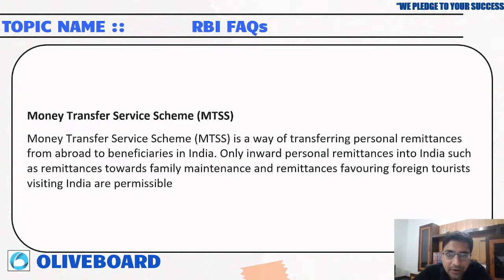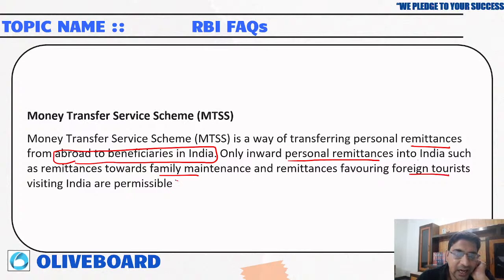Okay, then Money Transfer Service Scheme, MTSS. MTSS is a way of transferring personal remittance from abroad to beneficiaries in India. MTSS, like personal remittance. Okay, only inward personal remittance into India is allowed, such as remittance towards family maintenance and remittance favoring foreign tourists visiting India. These are permissible under this scheme.